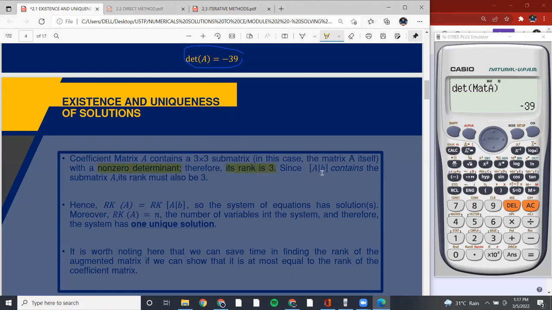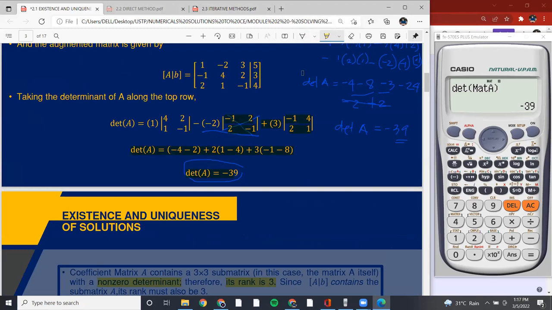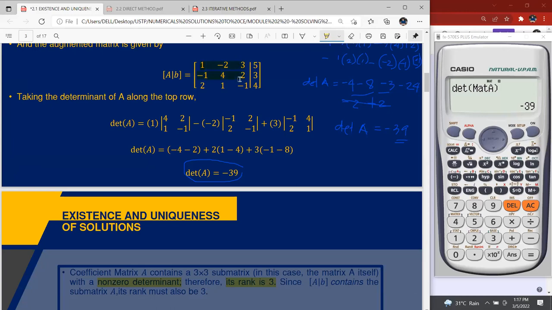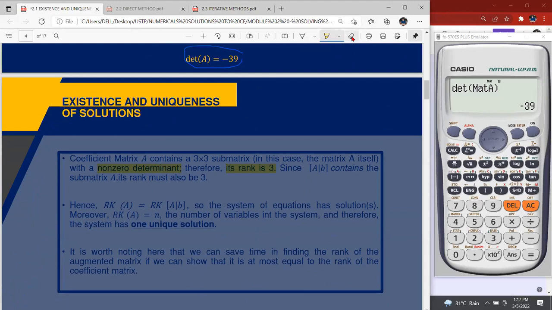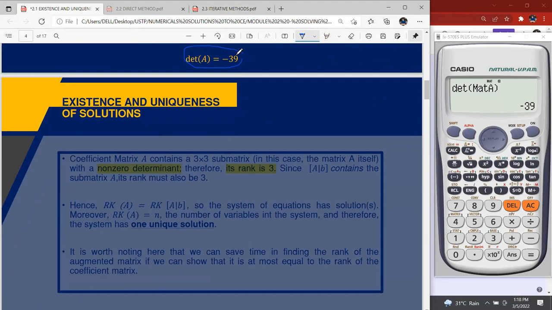Now since the augmented matrix B contains the submatrix A, its rank must also be 3. That submatrix is 3 by 3. Its submatrix is the next square matrix. So since its square matrix is this one, and the rank is 3, therefore the rank of the augmented matrix, the determinant is negative 39, which is not 0. Therefore, the rank of the augmented matrix is 3.